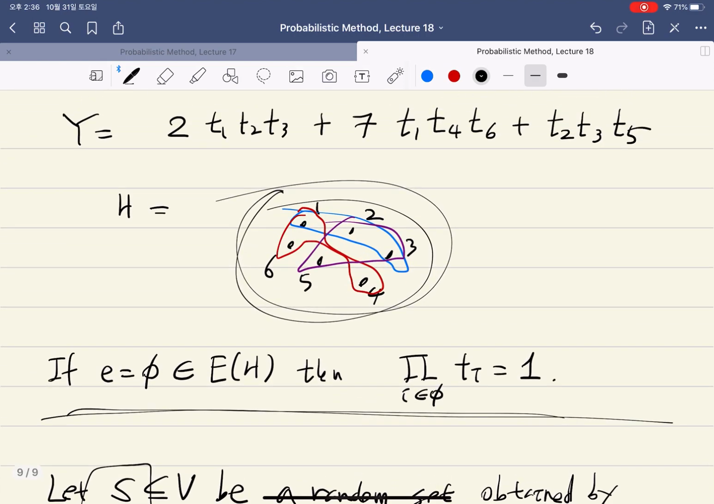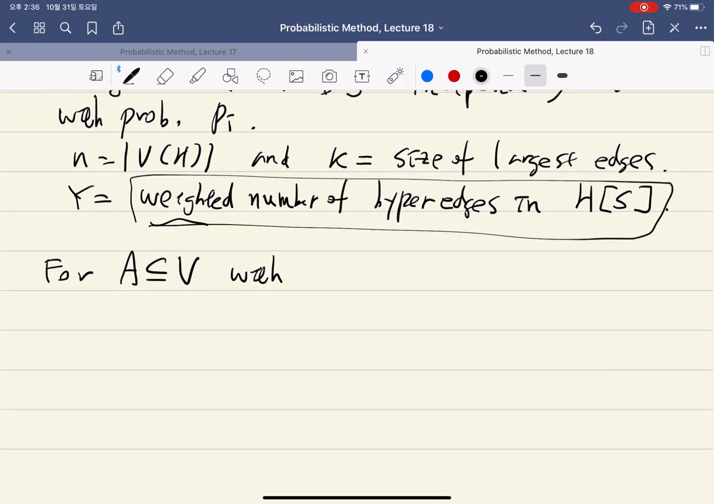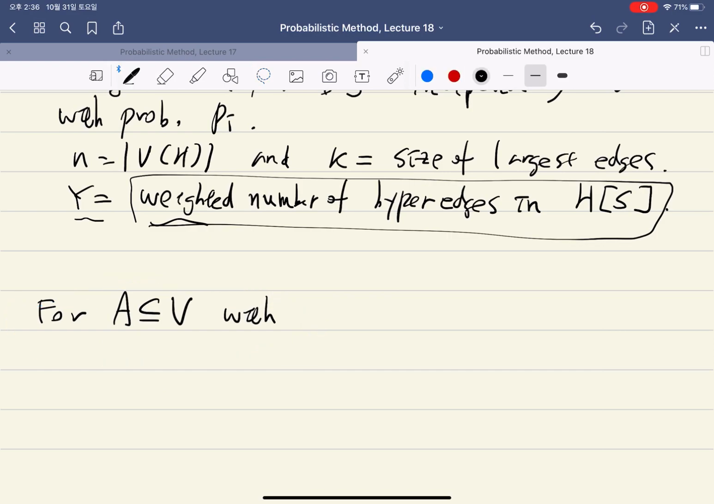So an edge with weight 2 is counted twice. An edge with weight 1 is counted once. An edge with weight 1.5 is counted 1.5. Then such counting has the same distribution as Y. So now we can consider this setup, and we will define one more concept which will be useful.